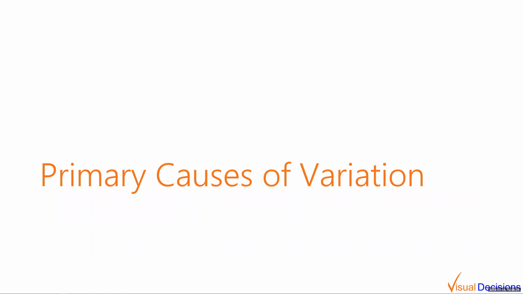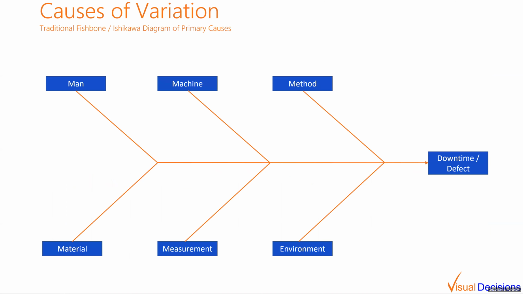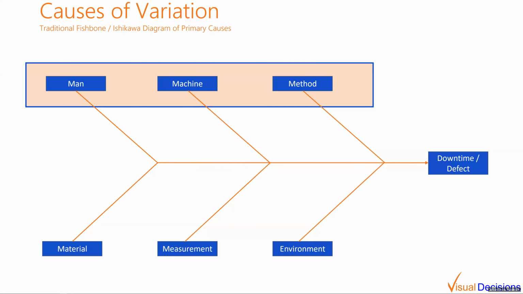So what are the primary causes of variation? And for this, I'm going to structure this around a typical fishbone or Ishikawa diagram of primary causes, and look at man, machine, method, material, measurement, and environment. And for today's presentation, since we only have 30, 40 minutes, I'll be focusing on man, machine, and method. If there's interest, I can come back and do another session on looking at the material, measurement, and environment sources.